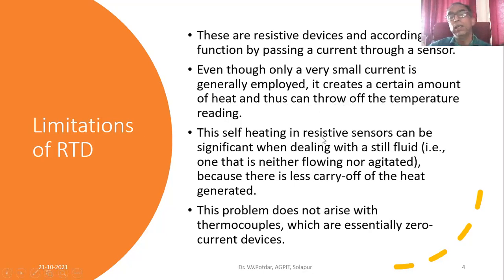This self-heating in resistive sensors can be significant when dealing with still fluid, that is one that is neither flowing nor agitated, because there is less carry-off of the heat generated. And because of this heating of the resistance wire, there will be some erroneous readings to some extent. So this is the drawback of your RTDs. This problem does not arise with thermocouples, which are essentially zero current devices. So thermocouples are preferred over RTD in certain situations.